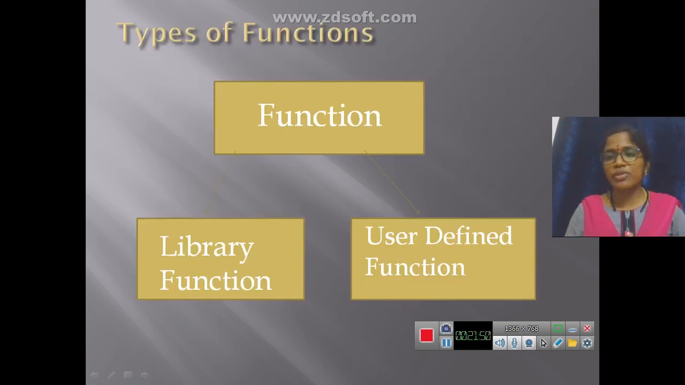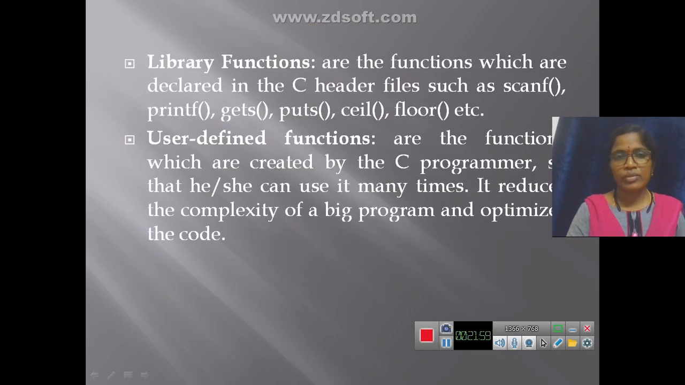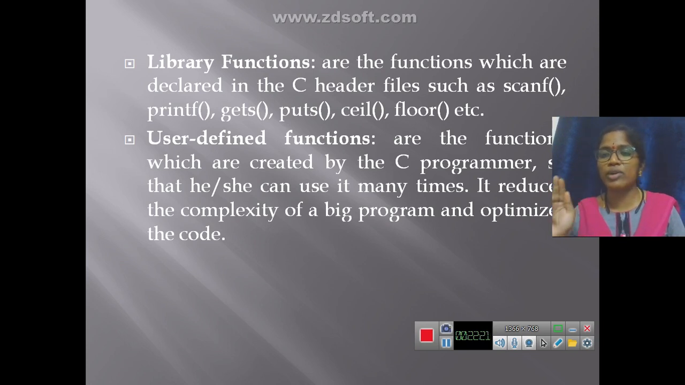So there are two types of functions available in C language. Functions are divided into two: library functions and user-defined functions. Library functions are the functions which are declared in the C header files. These are the functions which we have already seen, that is printf and scanf. What are the C header files? Standard input output header file. And we have seen another header file, that is conio.h, the console input output header file.